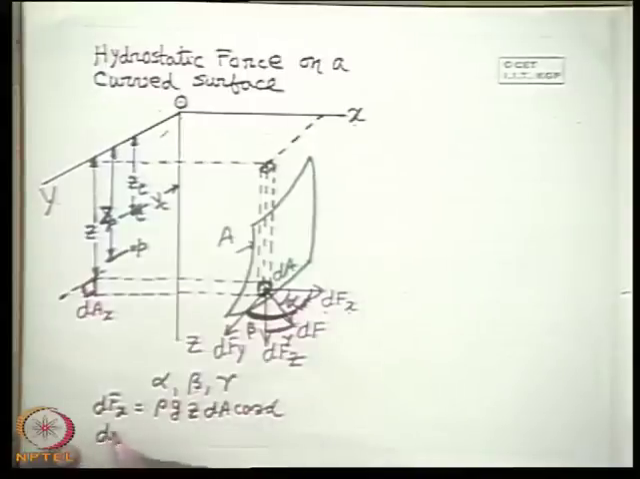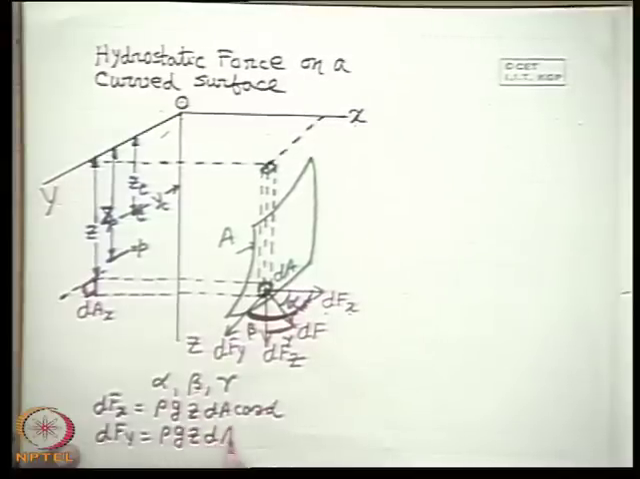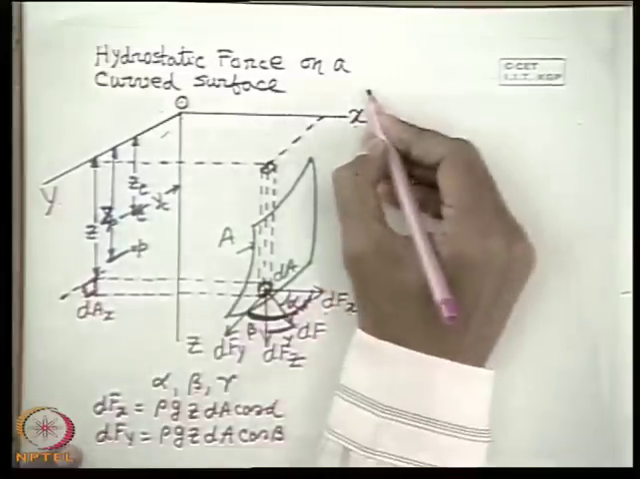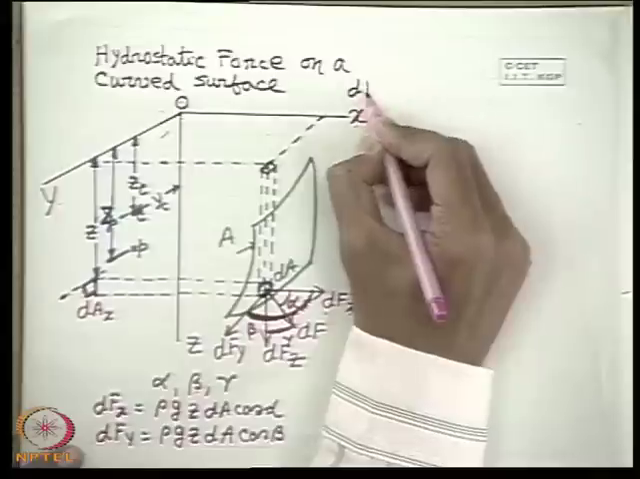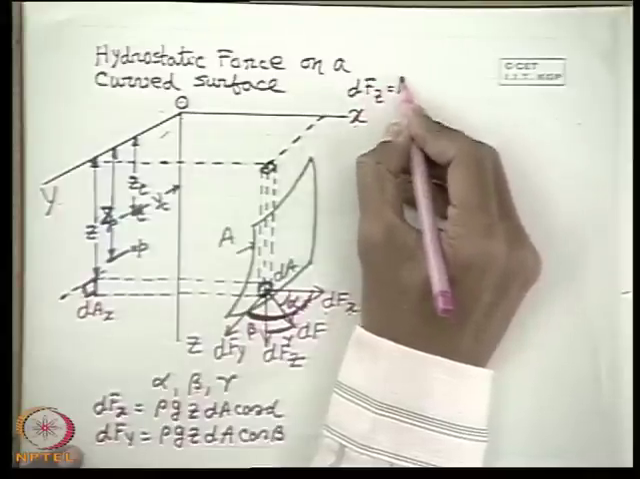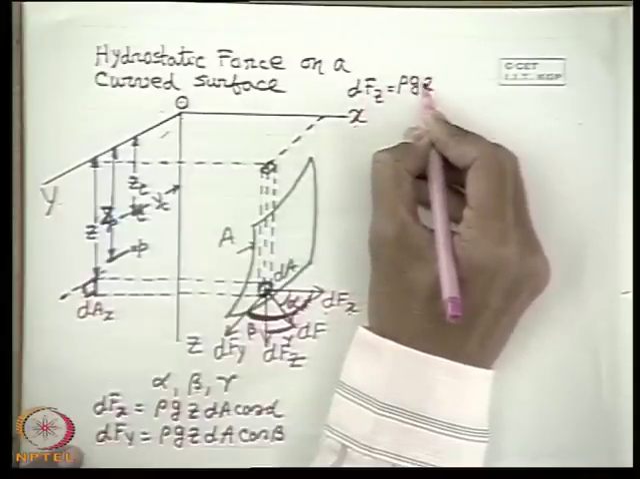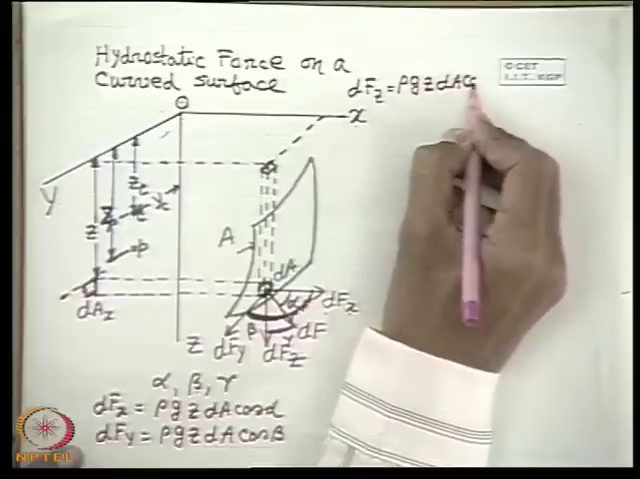What is dfy? Rho g z dA cos beta, and what is dfz? That is rho g z dA cos gamma.